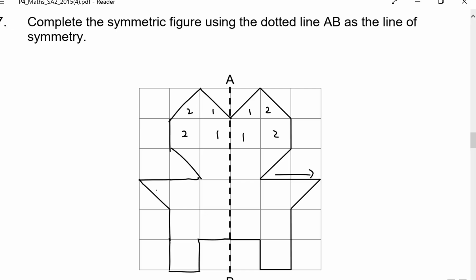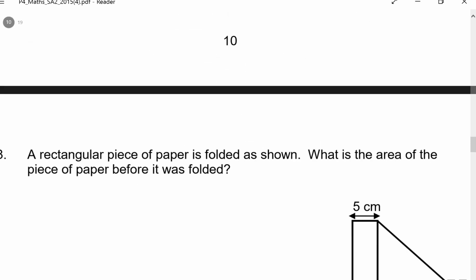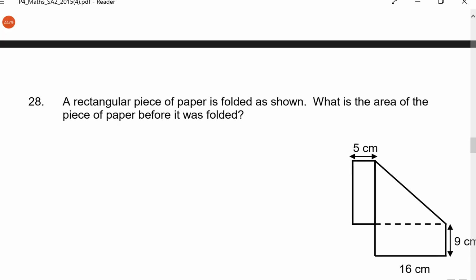Alright, so double check 1 and 1, 2 and 2. 1 has nothing, 2 has something. Okay, alright. Let's go to 28.